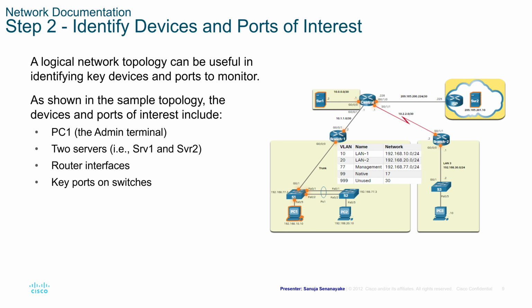Step 2, identify devices and ports of interest. A logical network topology can be useful in identifying key devices and ports to monitor. As shown in the sample topology on the right hand side, the devices and ports of interest include PC1 right here, which is the administration terminal, the two servers, Server 1 and Server 2, which are located up here, and the router interfaces, which are these interfaces, and the key points on switches. So the key points would be these EtherChannel links, for example, these 2 points, and that point.